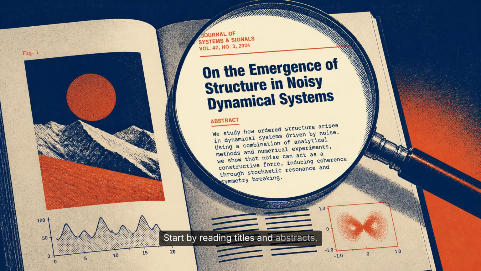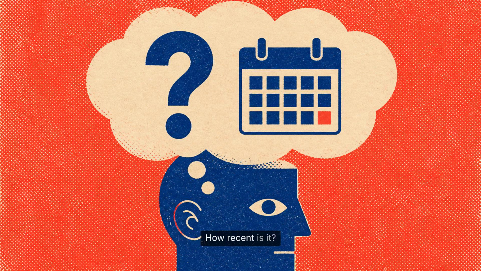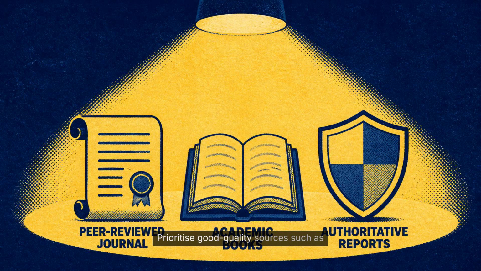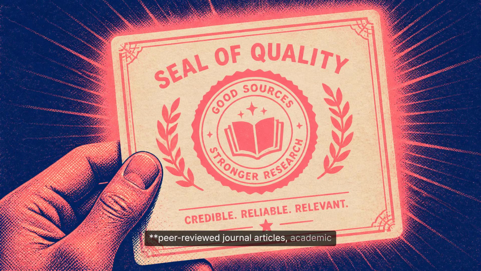Start by reading titles and abstracts. Ask, is this actually relevant to my question? How recent is it? Who conducted the research? Where was it published? What type of study was it? Prioritize good quality sources such as peer-reviewed journal articles, academic books, and authoritative research reports.